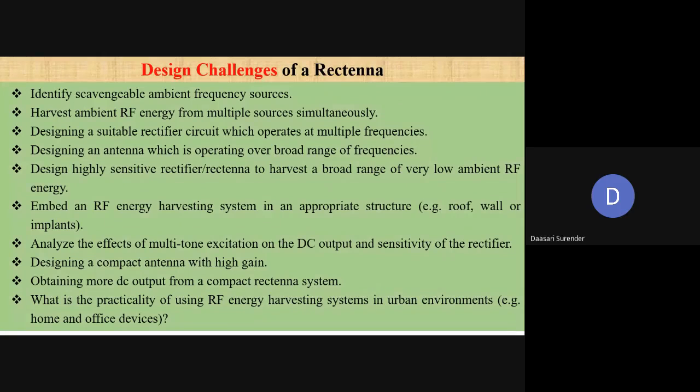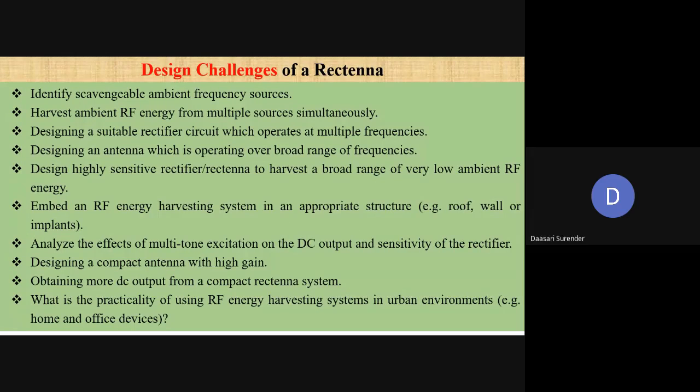Next are the various design challenges of the rectenna. First of all, we should identify which frequency is more appropriate for RF energy harvesting applications. And next, we have to harvest all the multiple signals with a single antenna.